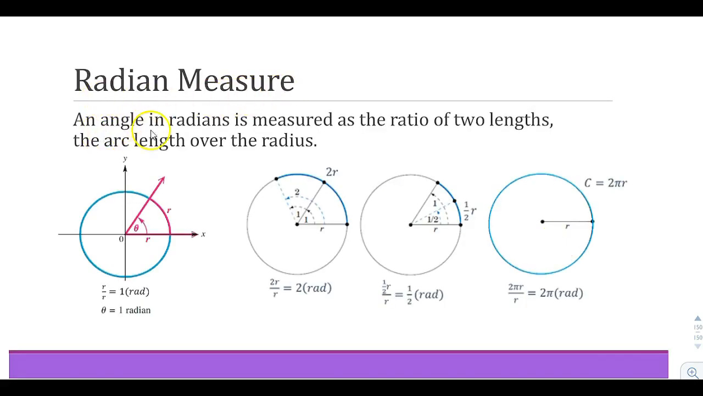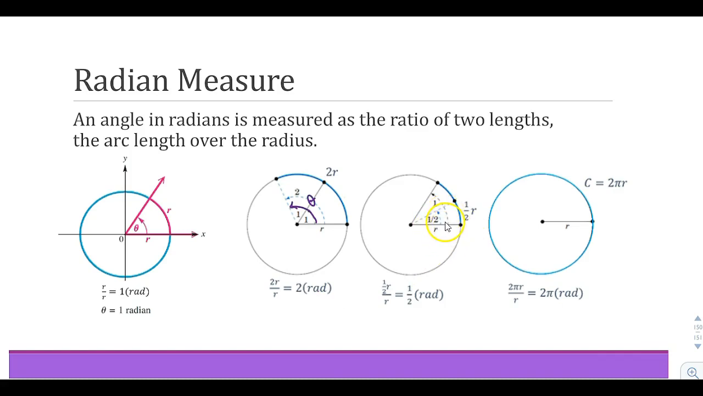Radian measure. An angle in radians is measured as the ratio of 2 lengths, the arc length over the radius. So if I want the measure of an angle in radians, I simply take the arc length divided by the radius. For this example, they're the same. The arc length is r, the radius is r, so that's 1 radian. In this example, the arc length is 2r and the radius is r, so the measure of this angle, theta, is 2r over r. The r's cancel, and we end up with 2 radians.